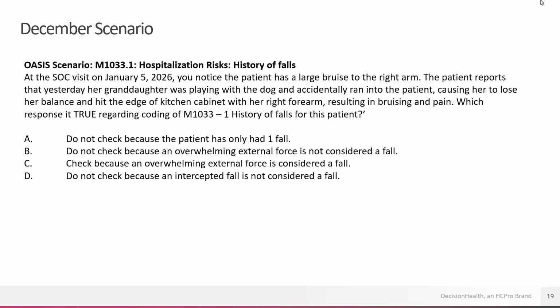A, do not check because the patient has only had one fall. B, do not check because an overwhelming external force is not considered a fall. C, check because an overwhelming external force is considered a fall. And D, do not check because an intercepted fall is not considered a fall. So you've got to decide which one of those is true. Great. Thanks so much, Lisa. Just to remind folks again, we will be sharing the answer to that at our next call in January.